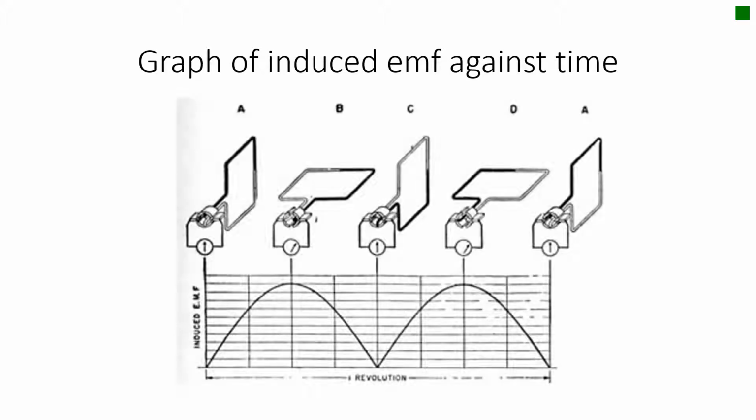Next, this is the graph of induced EMF against time. Initially, the armature is vertical. There is no change of magnetic flux and hence no induced current because the magnetic flux of the wire coil is parallel to the magnetic flux of the permanent magnets. So there is no change in magnetic flux.